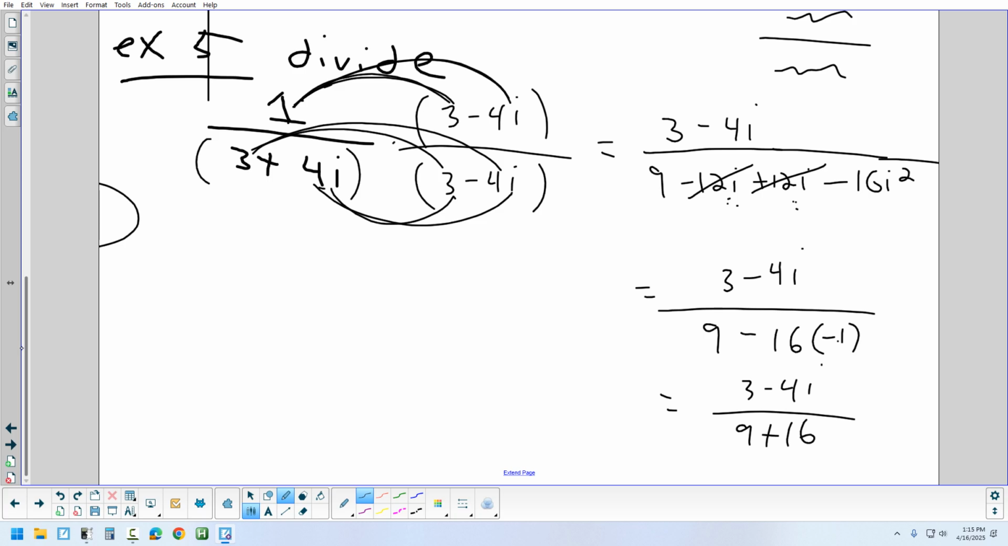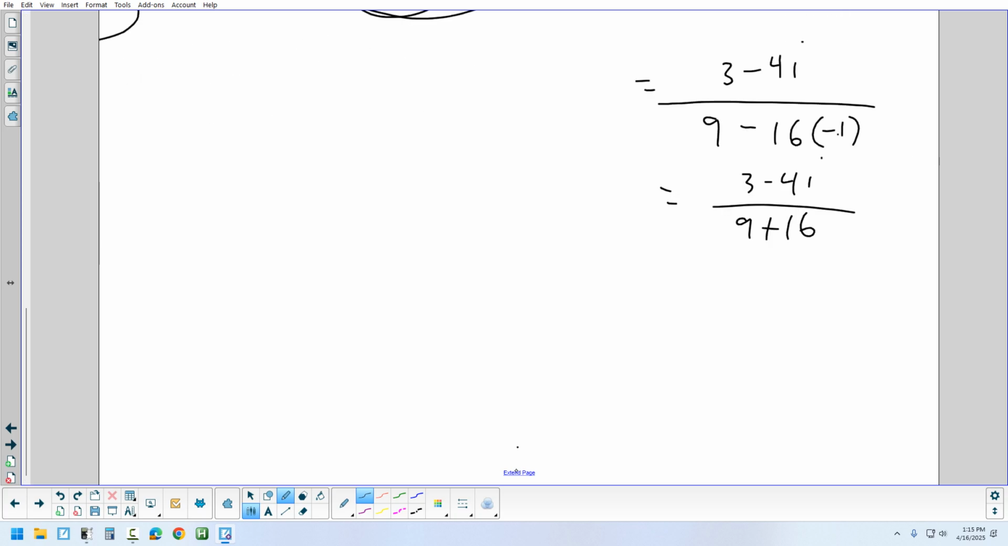So notice what happened. All the i's are gone from the bottom. And every time you do division with the conjugate, that will always happen. What do you get when you combine like terms in the bottom? 25. Now, we can't leave the final answer like that.